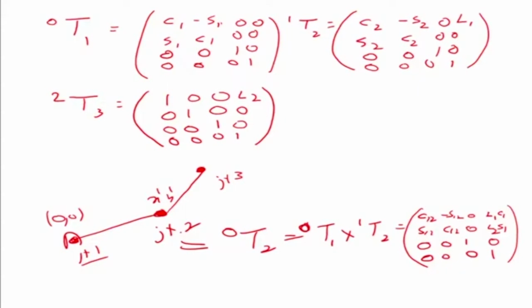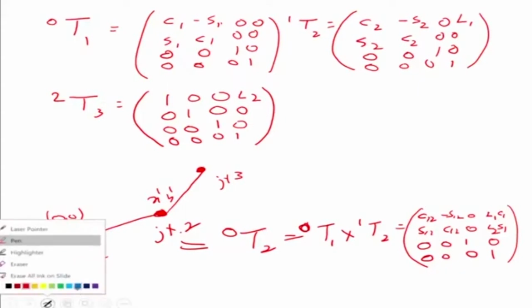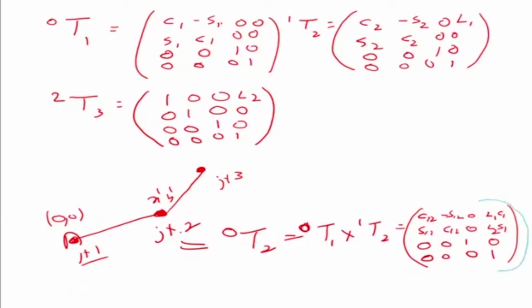Now let me change the color. The last column here is the one that is going to give me the position of this point with respect to the base frame. So this is my base frame 0, 0, right? This is my x, that's my y. So this is the matrix, the last column. This is going to give my x coordinate, and that is going to give my y coordinate of this point.